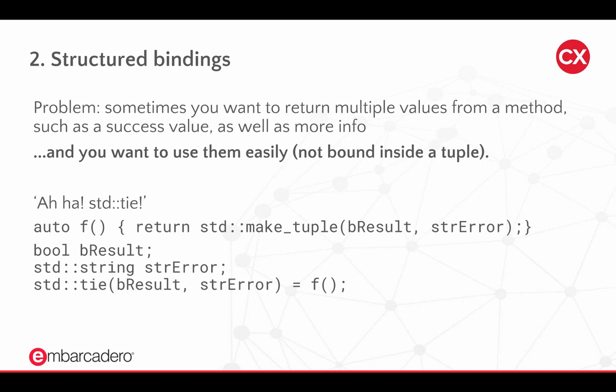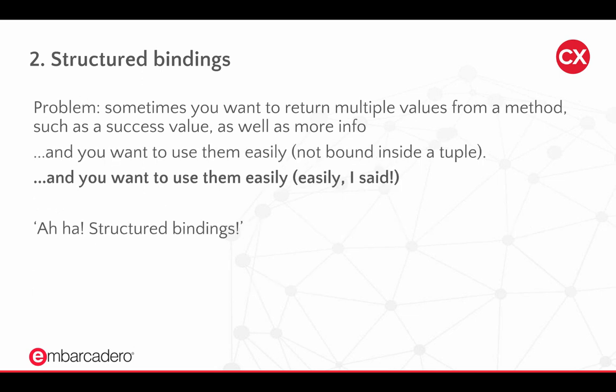I mean, it's 3 lines of code to be able to handle the multiple return value from f, and you can't use auto or other type inference. You have to know that you're getting a boolean and a string. So change the problem definition even further. Sometimes you want to return multiple values from a method, and you want to use them easily, not bound inside a tuple. Really want to use them easily. Aha! This time you can use structured bindings.